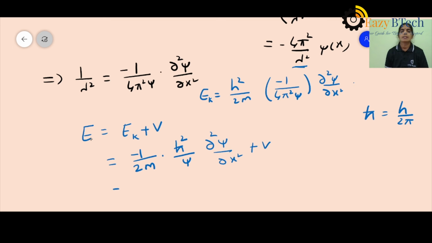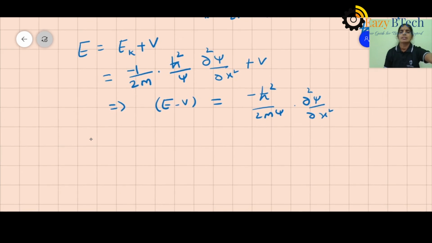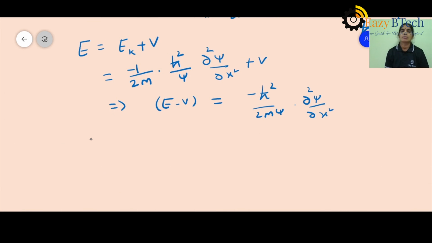Take this V onto the other side. Then what will be your equation? E minus V will be equal to minus h cross square by 2m psi dou square psi by dou x square. So I'll do with a small change here. Generally the students make a mistake because of which you will be losing the mark. Go with a step by step.